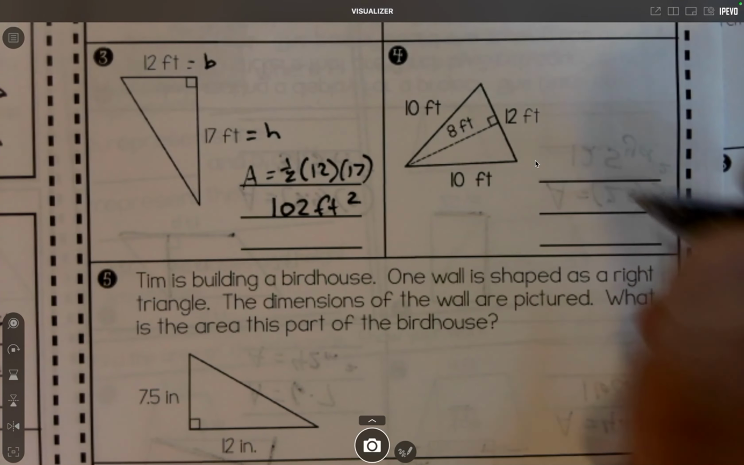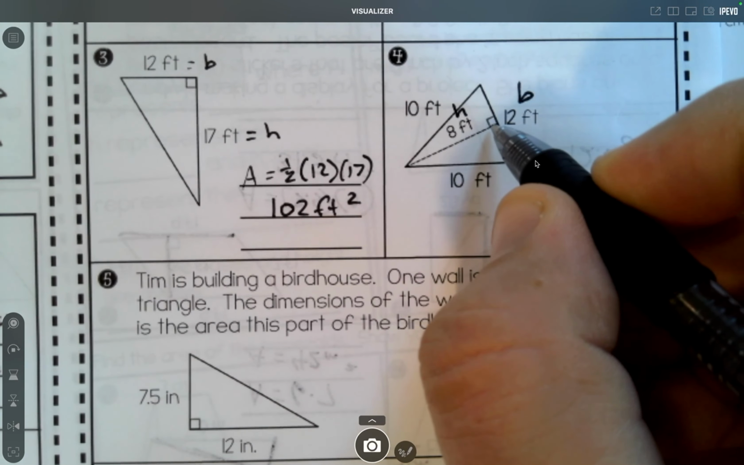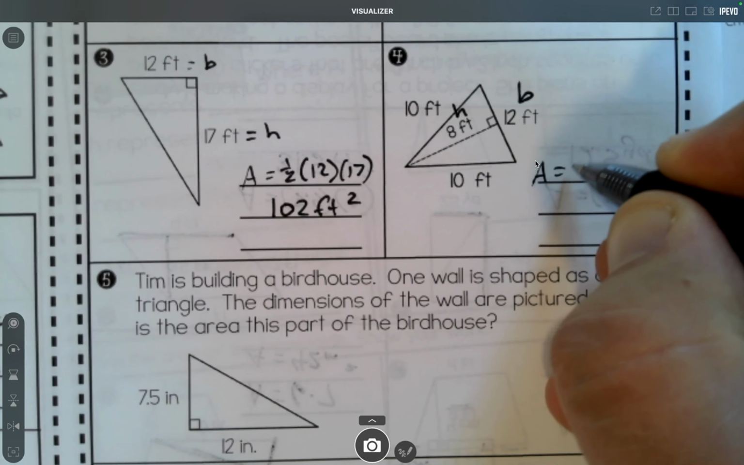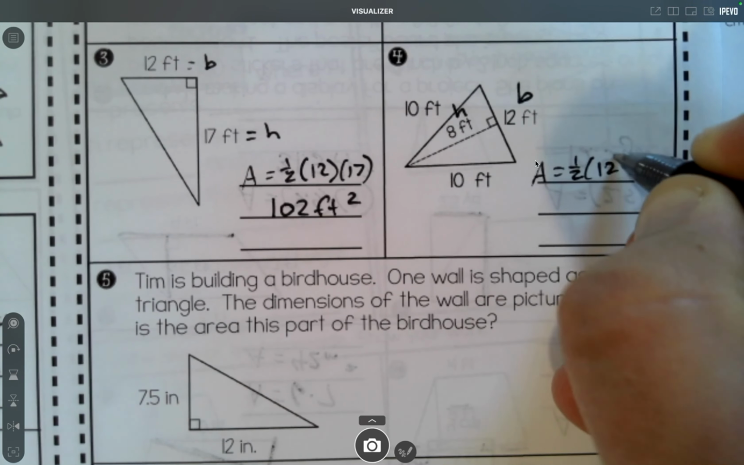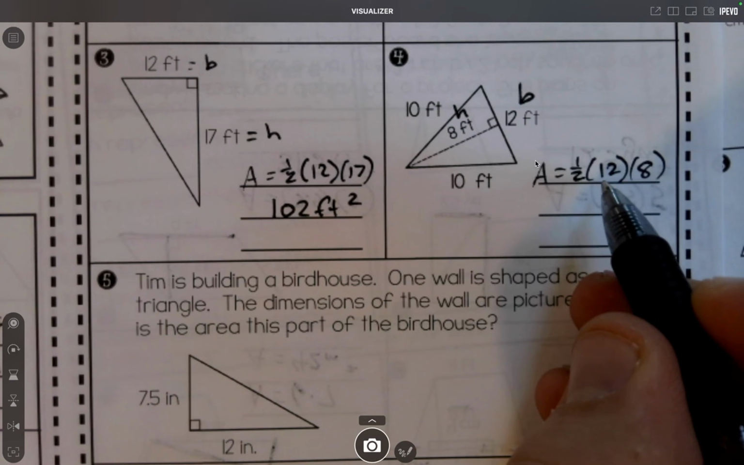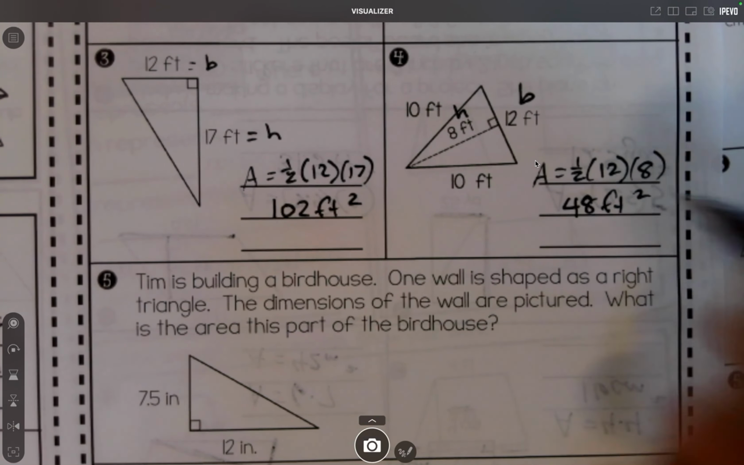Okay, on this one, the base would be this 12 feet right here. The height would be the 8 feet that's forming the perpendicular line. So we would say the area equals 1/2 times the base 12 times the height 8. 1/2 of 12 is 6. 6 times 8 is 48 square feet.